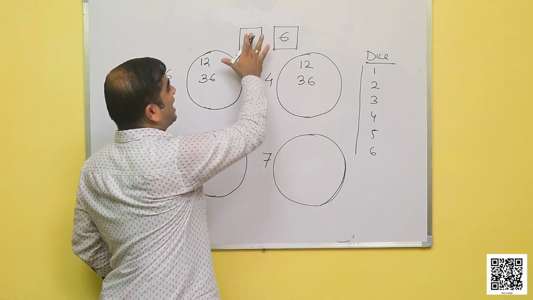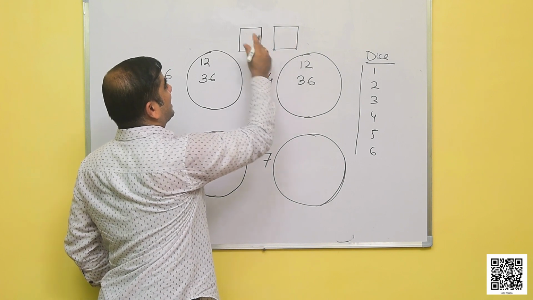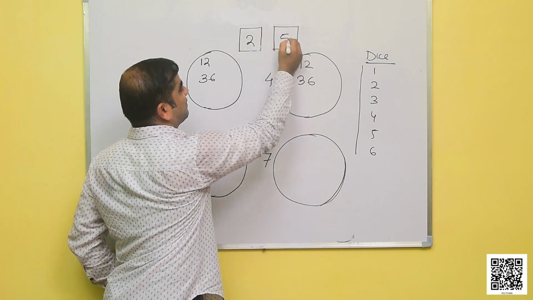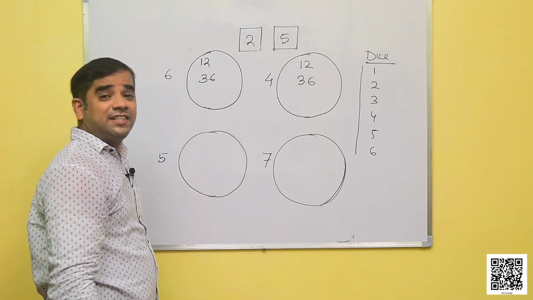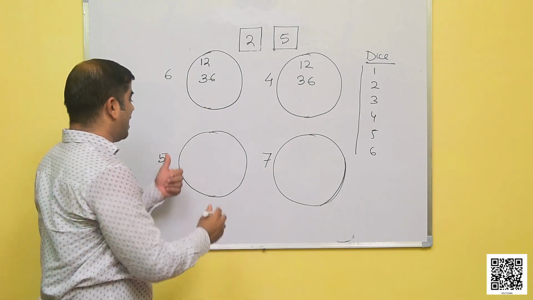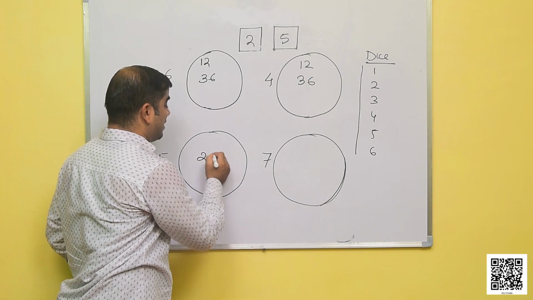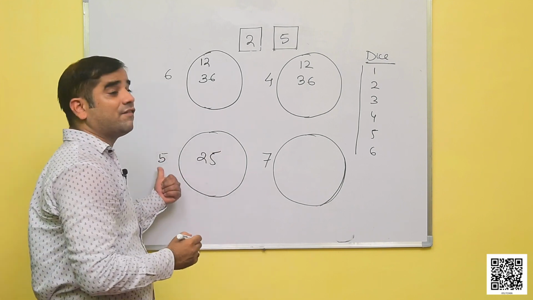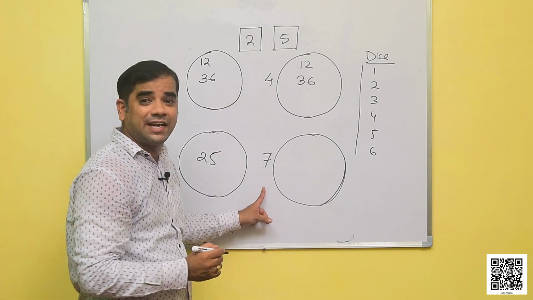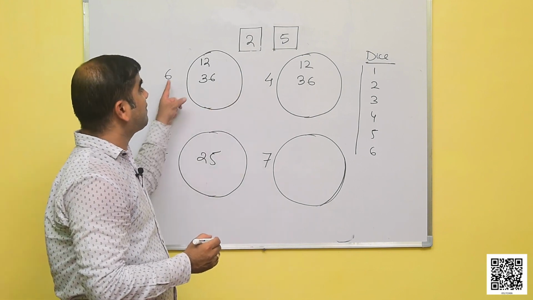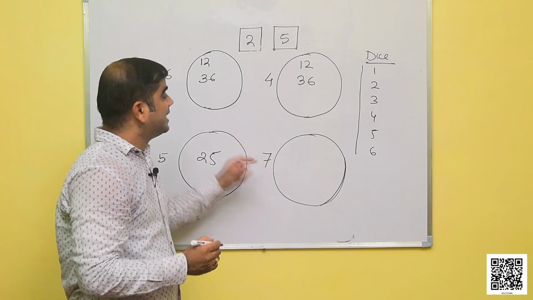Let's roll again. Suppose this time I get 25. So what happens with 25? 25 is in the table of 5. 5 5s are 25. So 25 is a multiple of 5, but it's not in the table of 6, 4 or 7. So it is not a multiple of 6, 4 and 7.